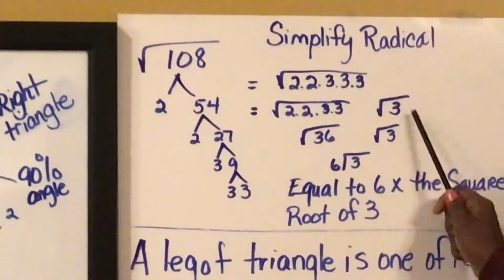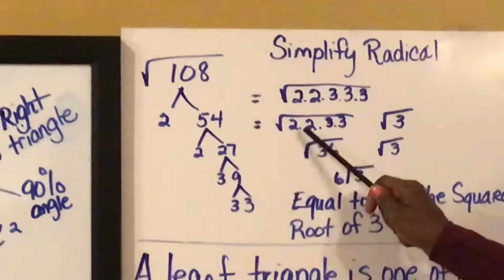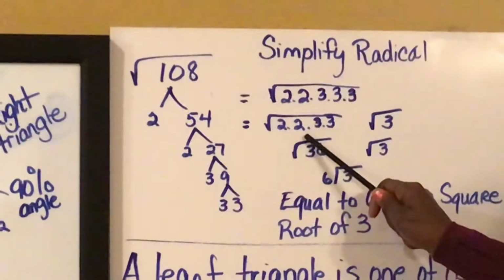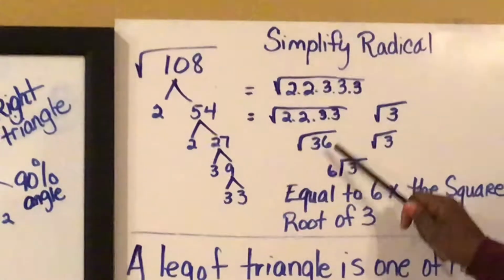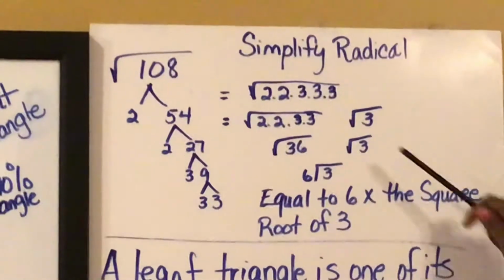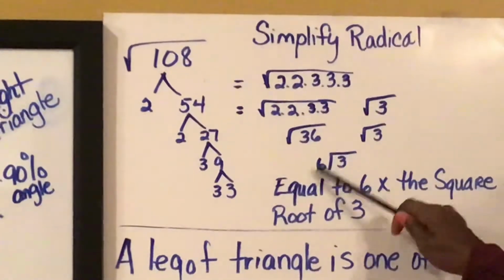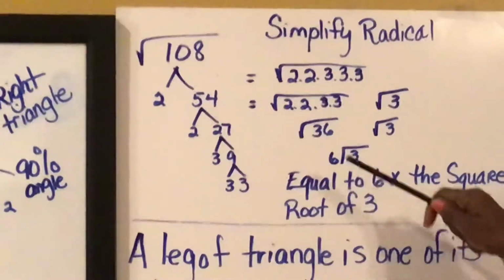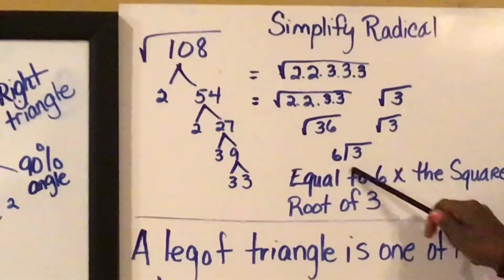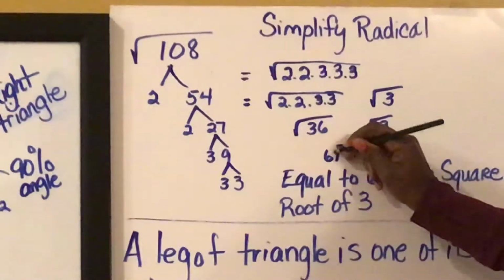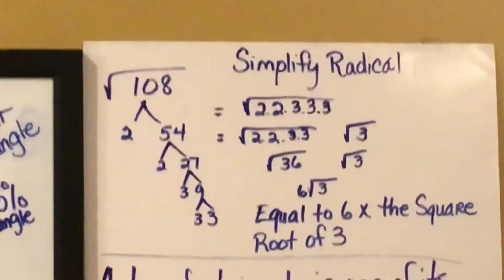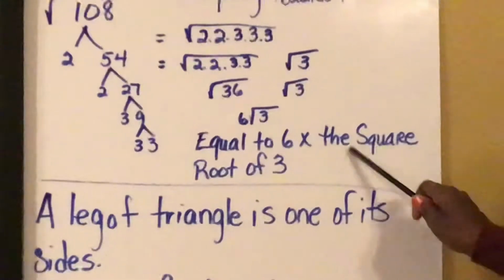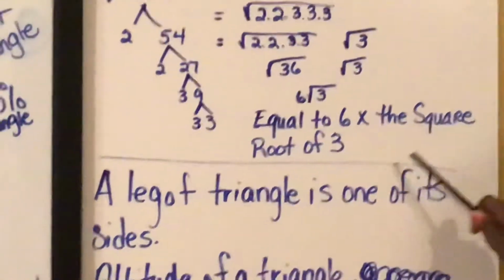Now I'm going to break this apart because it just makes it easier to work it out. So now I'm going to do 2 times 2 times 3 times 3, which is going to give us 36, times the square root of 3. Why do I have 6 right here? Because the square root of 36 is 6. And why did I leave my 3 here? Because the square root of 3 is not a perfect square, so it remains a radical. Perfect. So to finalize this, it would be equal to 6 times the square root of 3.